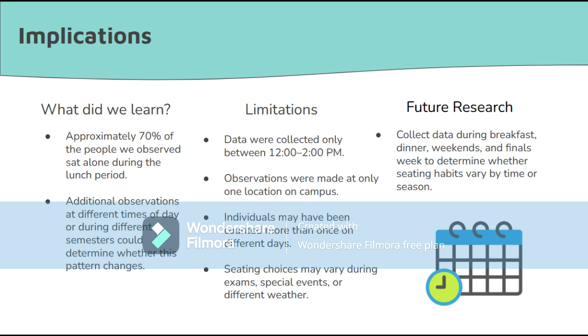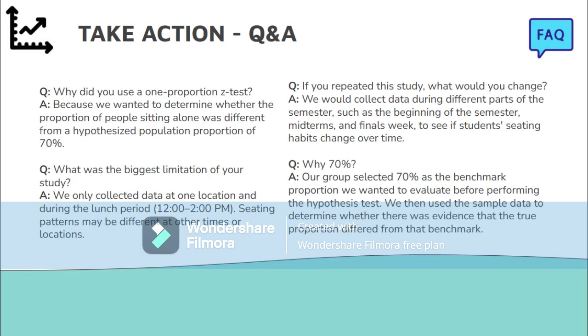A future research idea would be that we collect our data during breakfast, dinner, weekends, and finals week to determine whether the seating habits vary by time or season, and also to check whether the seating habits are consistent throughout the whole semester. There are also many variables we have yet to consider, such as outlet access, but there is still much we can learn from this study. For example, if the campus is looking to see the crossroads used as a place for more group activities, maybe there should be an increase of activities held there, such as they did for the FIFA World Cup watch parties.